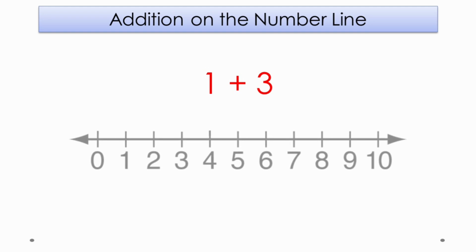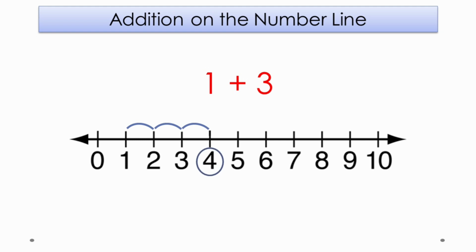Let's see how we can use number line for addition. Let's take a simple example like 1 plus 3. Now, how do we find an answer to 1 plus 3 with the help of number line? We start with 1 and move 3 spaces from there. We land at the number 4. So, the sum of 1 plus 3 is 4.